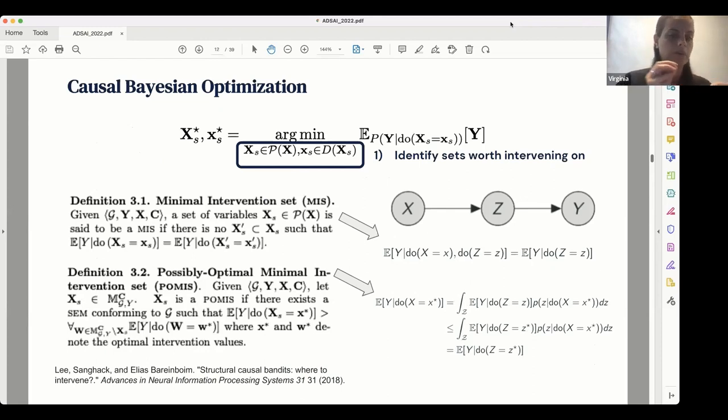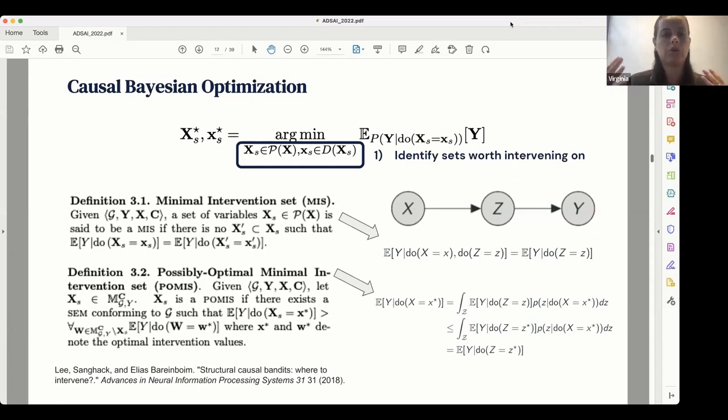So starting from the first element, restricting the search space, we use two notions, minimal intervention set and possibly optimal minimal intervention set, that have been defined in the paper mentioned here, Structural Causal Bandits: Where to Intervene. And the idea of this is to exploit some sort of invariances given the topology of the graph.